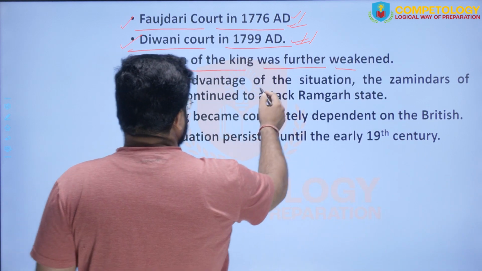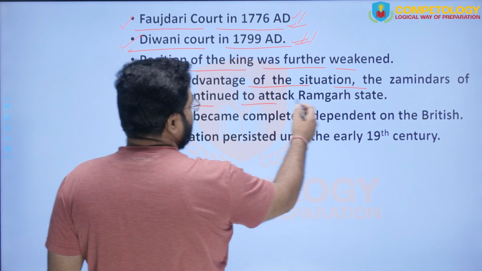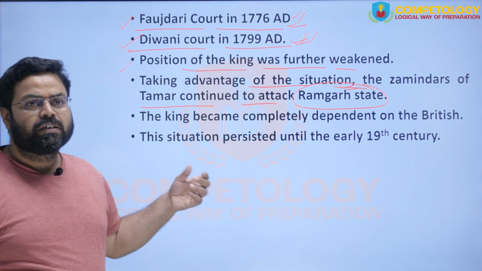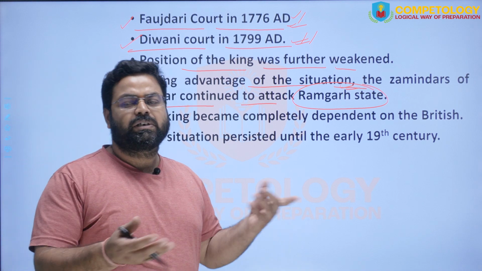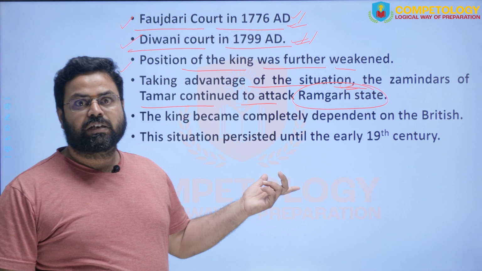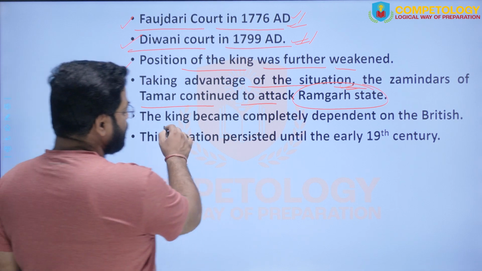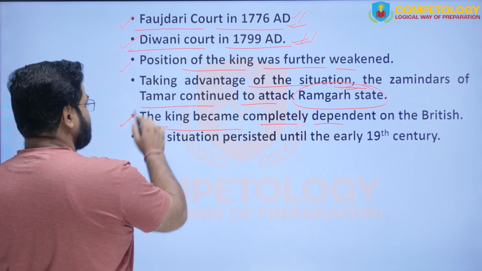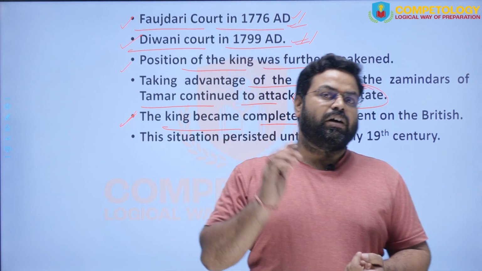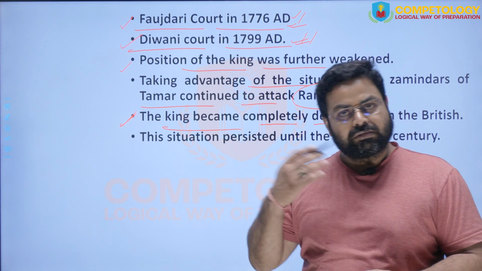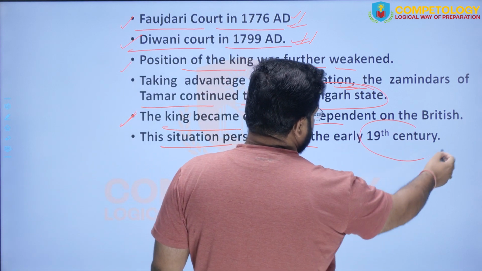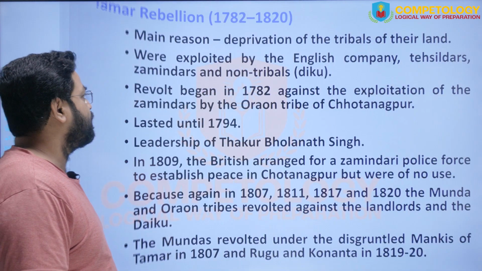So here, taking advantage of this situation, the zamindars of Tamar continued to attack the Ramgarh state because they were also angry with the king of Ramgarh, and now he was just a mask, he had no power, nothing like that. And when the Jamindars of Tamar revolted against the Britishers, they started to attack the king of Ramgarh, Parasnath, also. And the king became completely dependent on the Britishers because he did not have the revenue, the Faujdari rights, or the Diwani rights. He was just a mask who was completely dependent on the Britishers, right? And this situation persisted until the early 19th century.